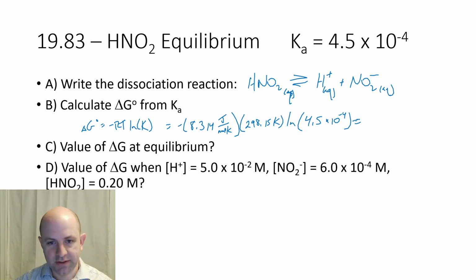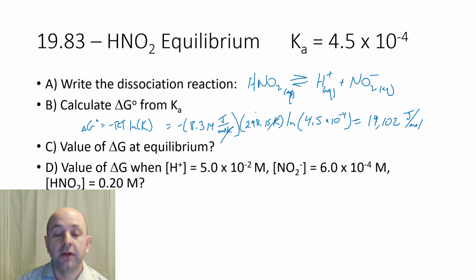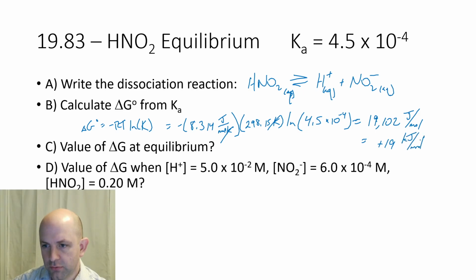We'll flip that sign because of that negative in front. And what we get is 19,102 joules per mole, because the Kelvin's crossed out, but joules per mole stayed. Now delta G's are normally given in kilojoules per mole, and with a number this large, you can see why. So we'll divide that by 1,000, and it looks like we have 2 sig figs. So we'll just say that this equals positive 19 kilojoules per mole.